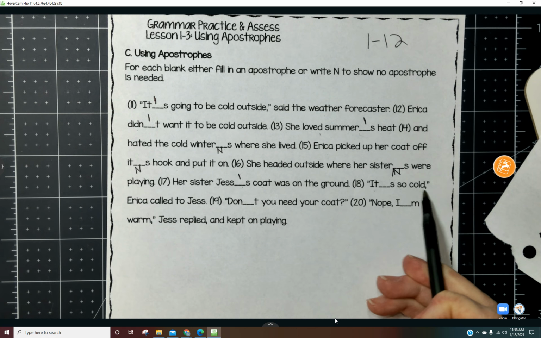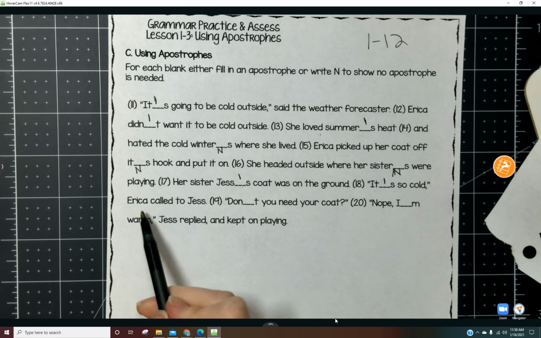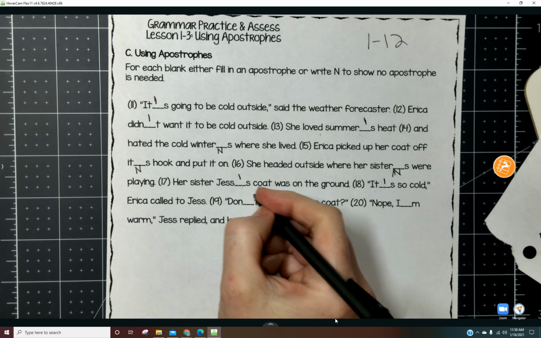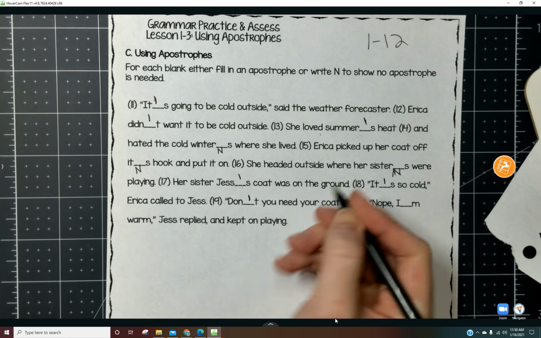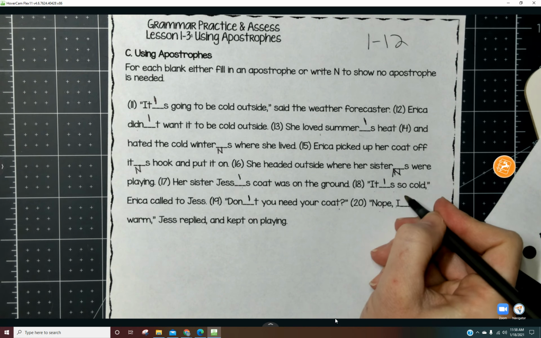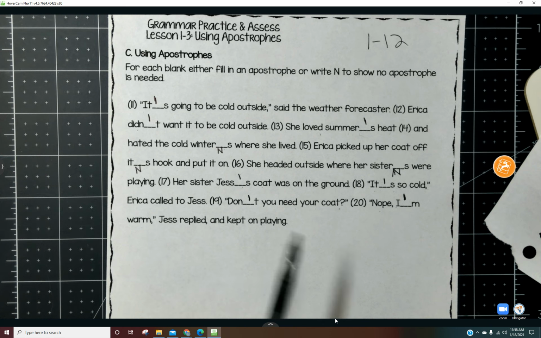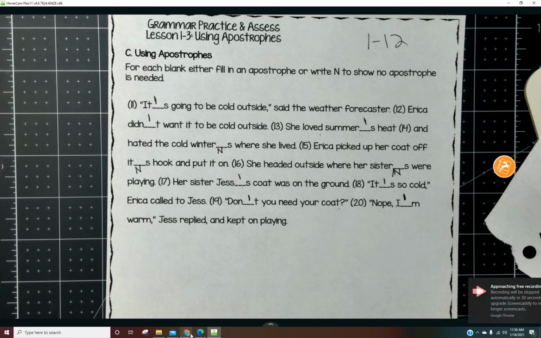It's so cold. It is so cold. We need that apostrophe. Erica called to Jess, don't. So we need that apostrophe. You need your coat. Nope. We need that apostrophe. It's a contraction again. Warm, Jess replied and kept on playing.